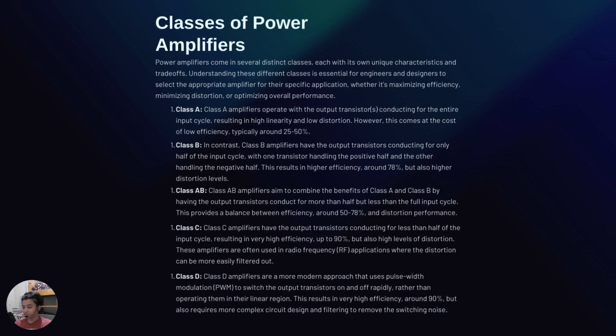Class A. Class A amplifiers operate with the output transistors conducting for the entire input cycle, resulting in high linearity and low distortion. However, this comes at the cost of low efficiency, typically around 25 to 50%.